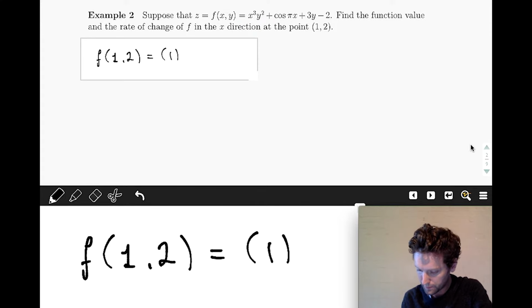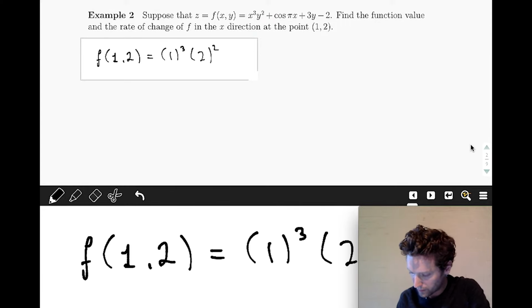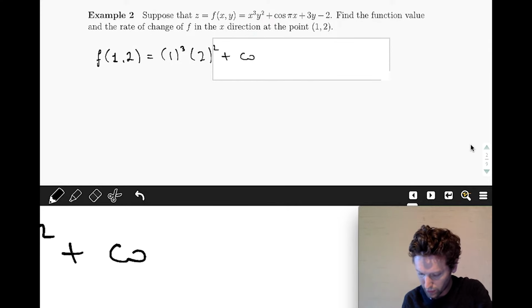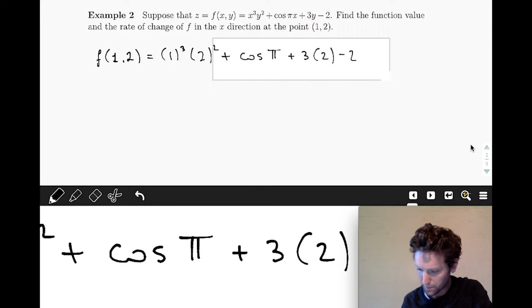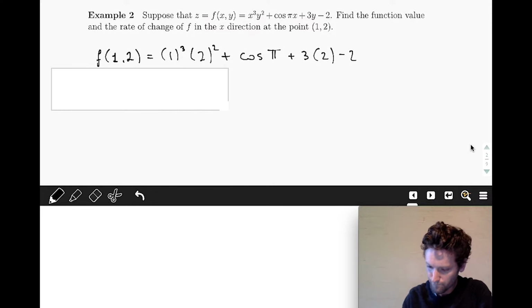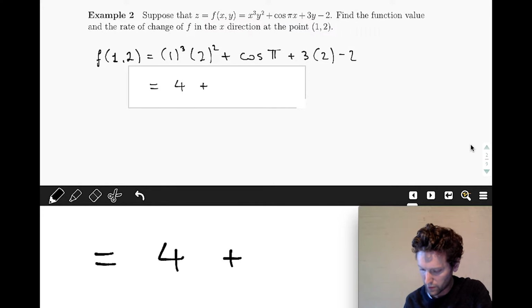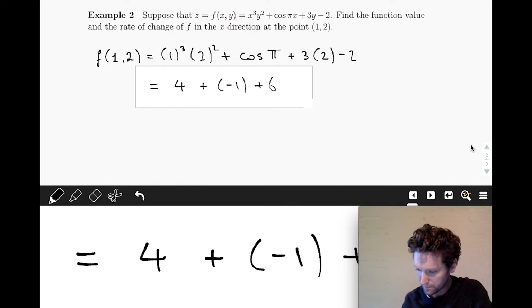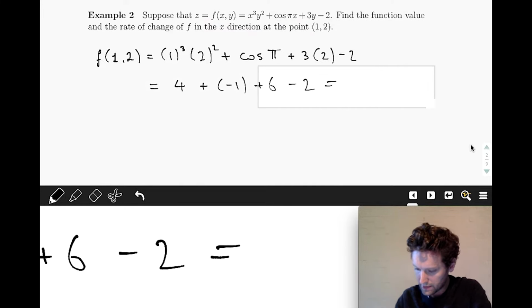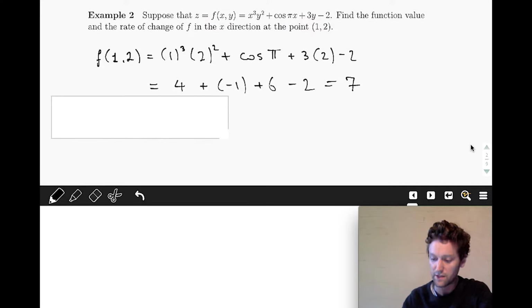I get 1 cubed times 2 squared plus cosine of pi times 1, that's cosine of pi, plus 3 times 2 minus 2. So I get 4 plus cosine of pi is minus 1 plus 6 minus 2, and that is equal to 7. That's the value of our function of two variables at the point x is equal to 1, y is equal to 2. As usual, we just substitute in the values of x and y.